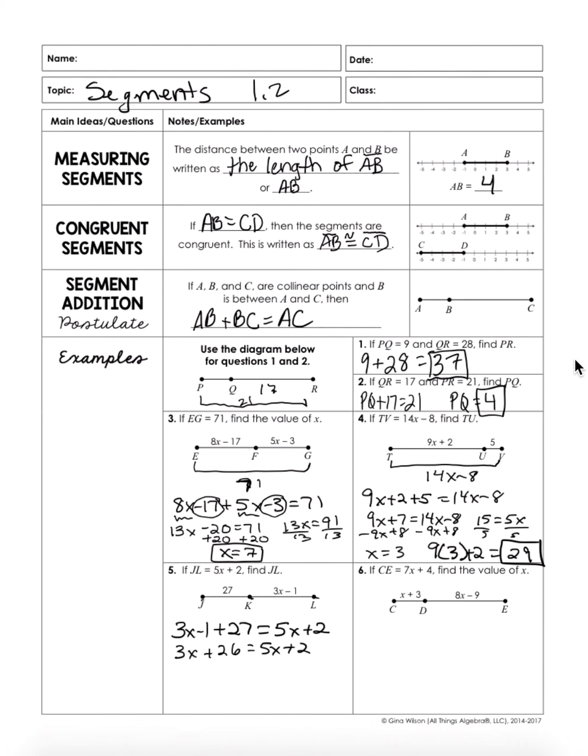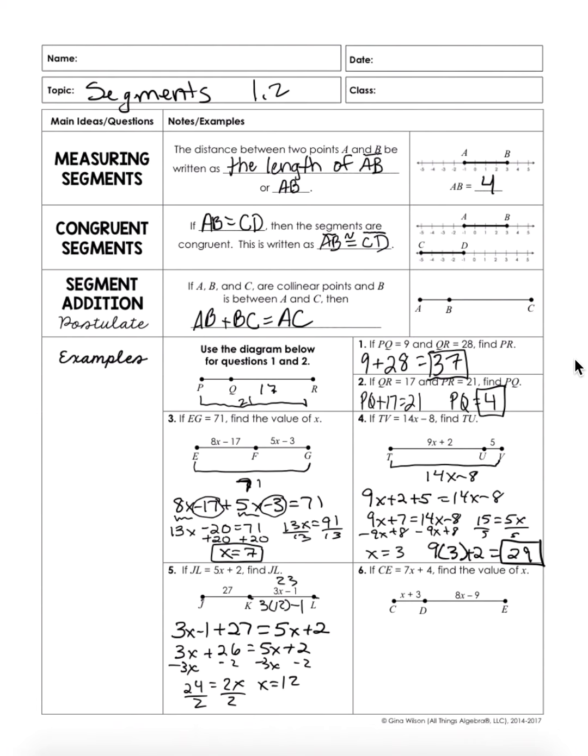Okay, subtract 3x, subtract 2. You get 24 equals 2x. x equals 12. Am I done? No, it doesn't say find x. It says find JL. So I know I'm going to have to put this in here. I'm going to have to put it in for KL. 3 times 12 minus 1. That's going to be 24 minus 1 is 23.